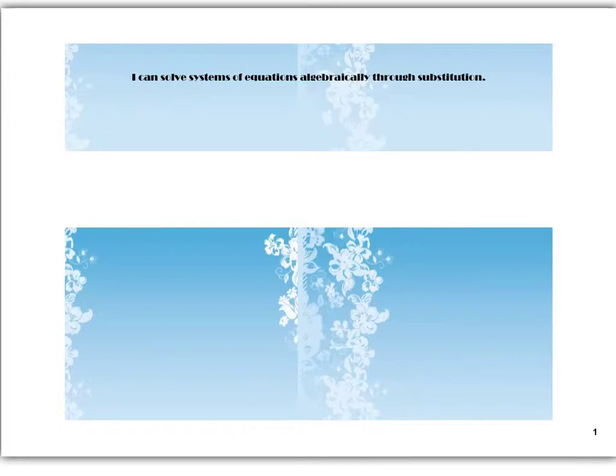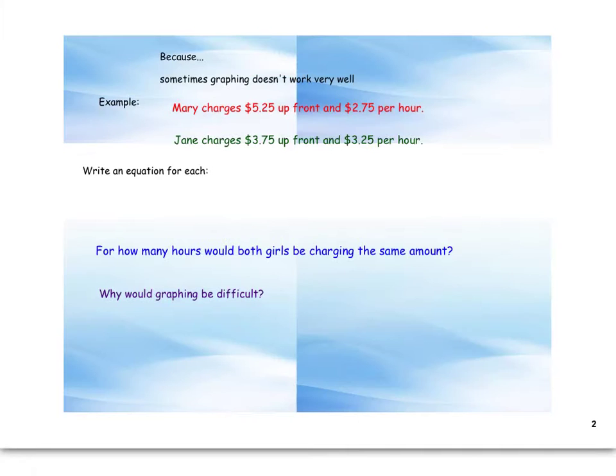Alright, so today you are going to learn how to solve systems of equations algebraically through substitution, very similarly to what you did yesterday. It's important to know how to solve systems of equations through substitution because sometimes graphing doesn't work out very well. For example, if Mary charges $5.25 up front and $2.75 per hour, since those have decimals together, graphing would not be very much fun.